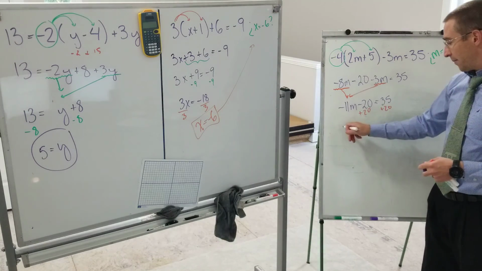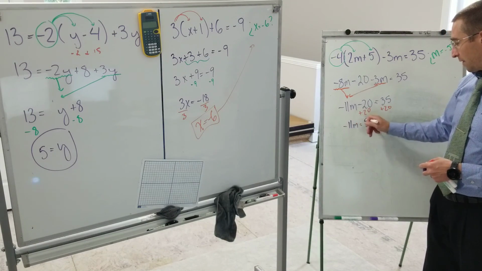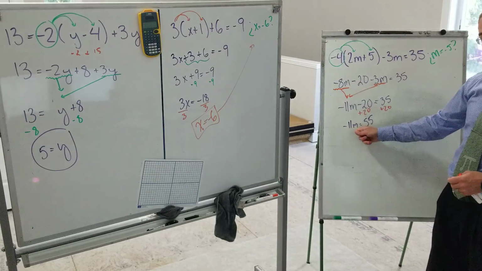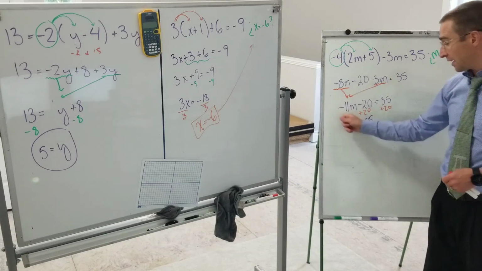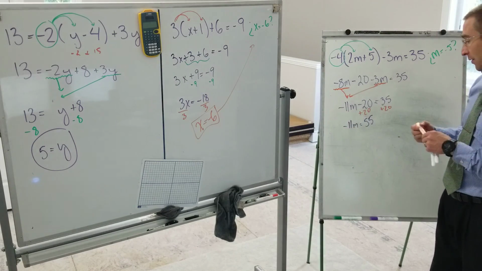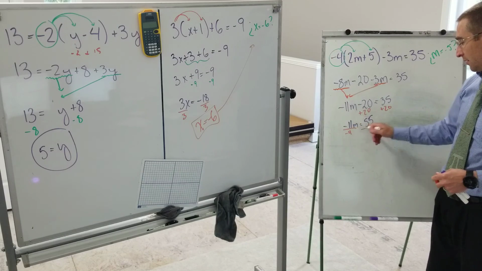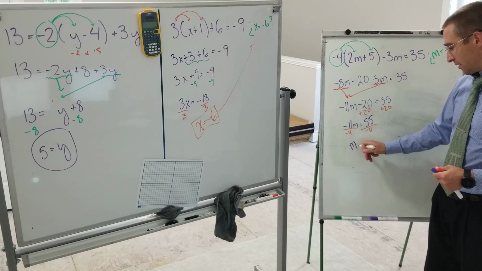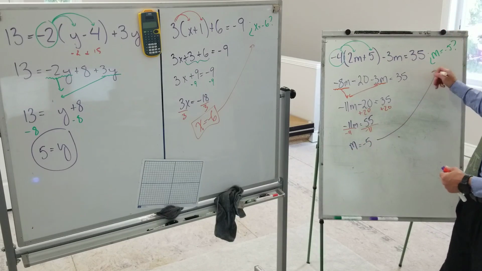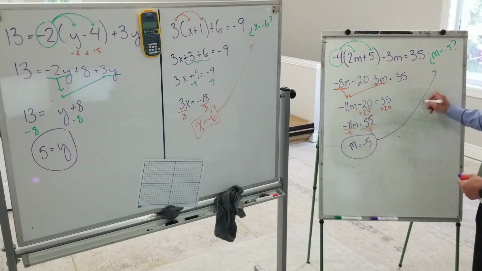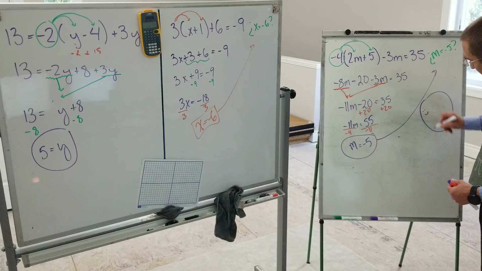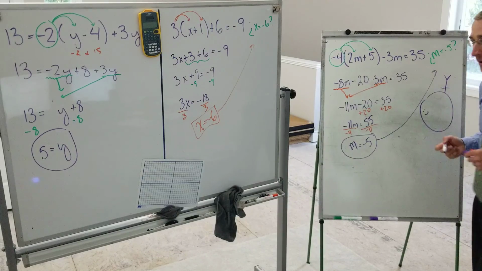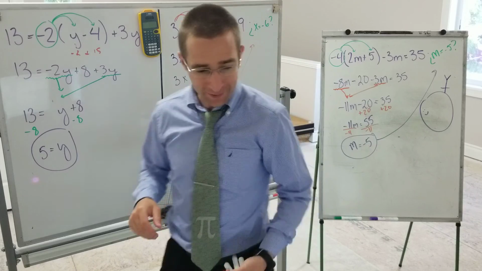So negative 11m equals 55. Remember, this negative 11 is multiplying by the m. So to get rid of that negative 11, we're going to divide by negative 11. And that gives us m equals that negative 5 we were talking about before. So we're like, hooray! All right, cool, we got it.